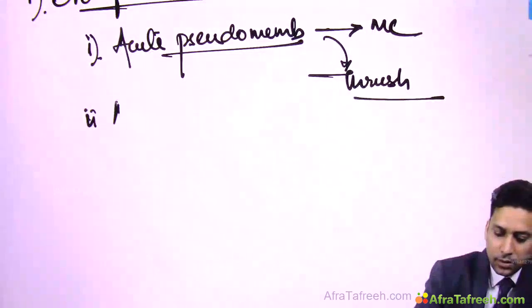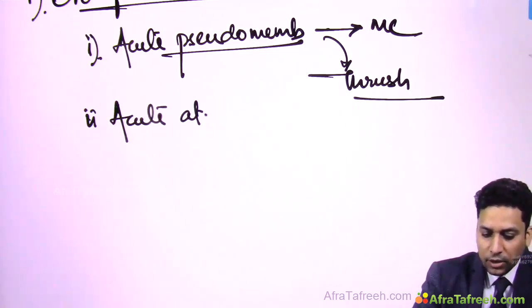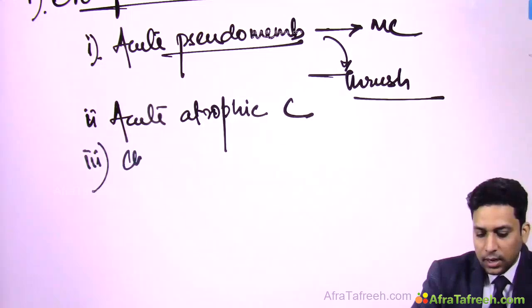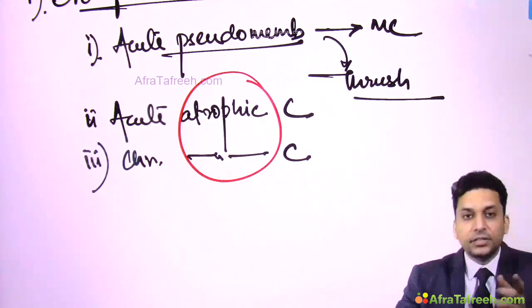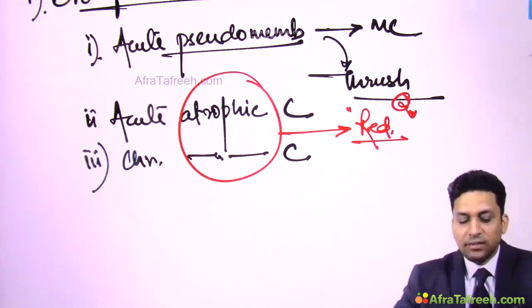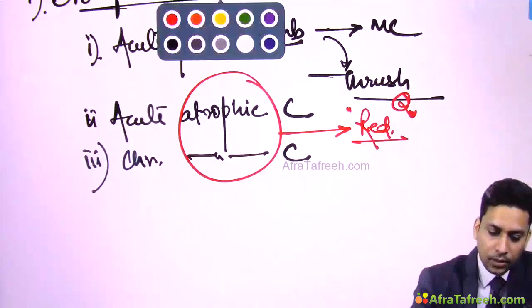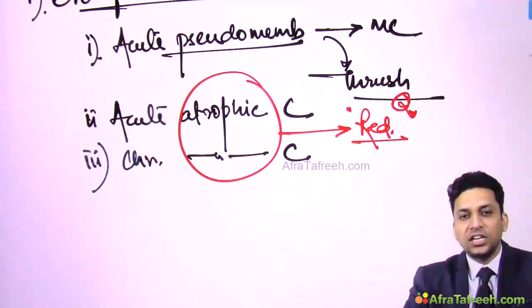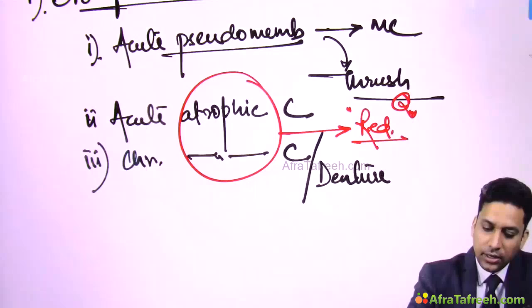Second is acute atrophic candidiasis and chronic atrophic candidiasis. Both these are atrophic variants, so they present with red colored lesions. Once this question was asked: red colored lesions are seen in which type of candidiasis? So acute atrophic as well as chronic atrophic. Now this chronic atrophic type is commonly seen in old individuals who wear dentures, so this is also known as denture candidiasis.